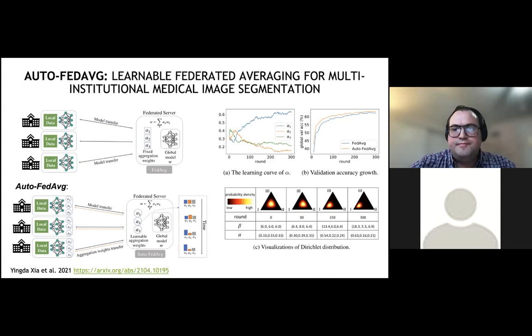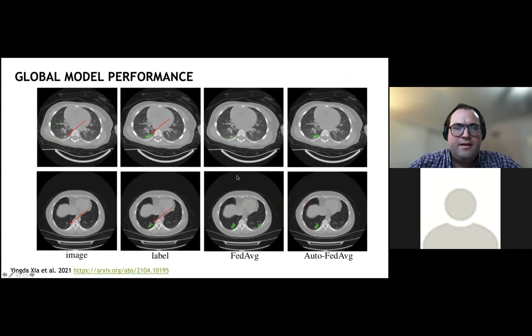So here we investigate a data-driven approach where, during the federated learning training, at each round, we can actually also learn the optimal aggregation weights based on the local data sets. And if you compare this to the standard federated averaging, which is just this weighted aggregation I talked about, we can see that we get more robust, better performing models. Here, less outliers, and here it's a more accurate segmentation of the COVID lesion.